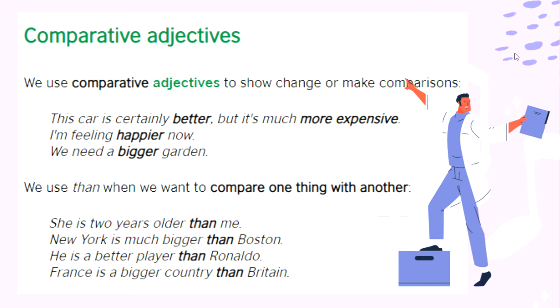And the other important thing is that when you use comparative, you always need to use than after the adjective. For example, she is 2 years older than me. New York is much bigger than Boston, because this is the form that shows us the comparative form in this sentence, okay? Remember, er and than.